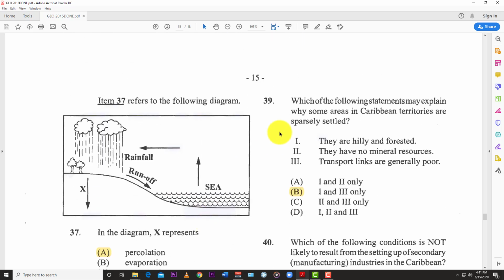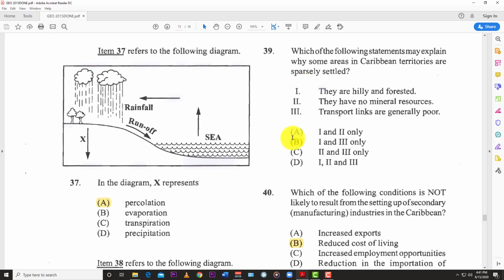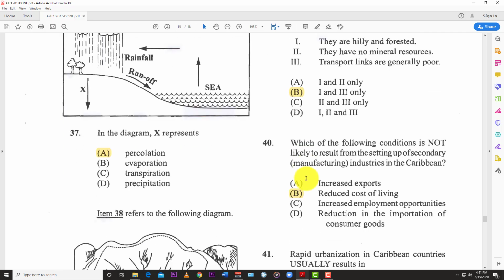The watershed. 39, which of the following statements explain why some areas in the Caribbean territories are sparsely settled? And so you have some options right here. 1, they are hilly and forested. 2, they have no mineral resources. And 3, transport links are generally poor. And so the best answer is B. 1, they are hilly and forested. And 3, transport links are generally poor.